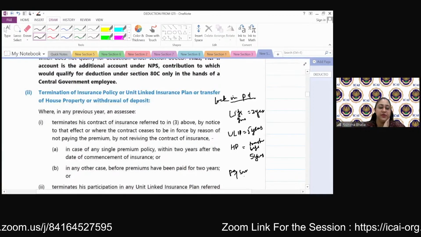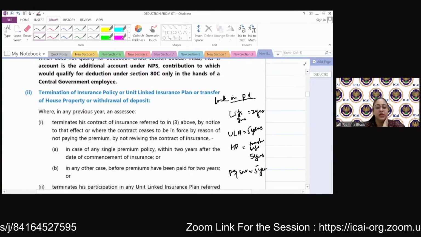FD, senior citizen savings scheme, 5 years. These are the lock-in periods.